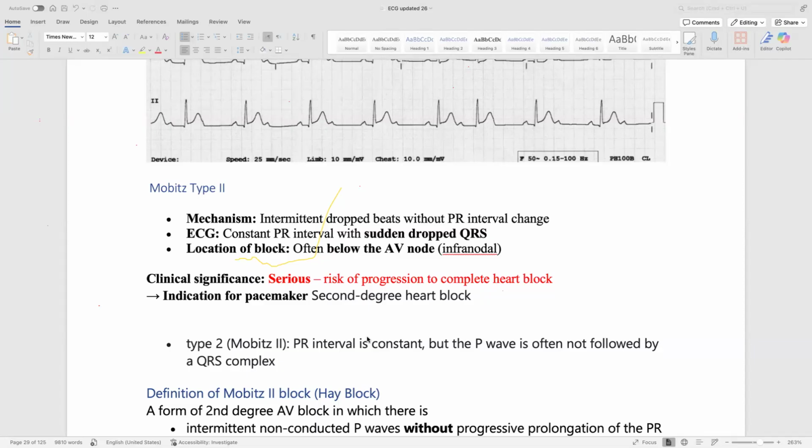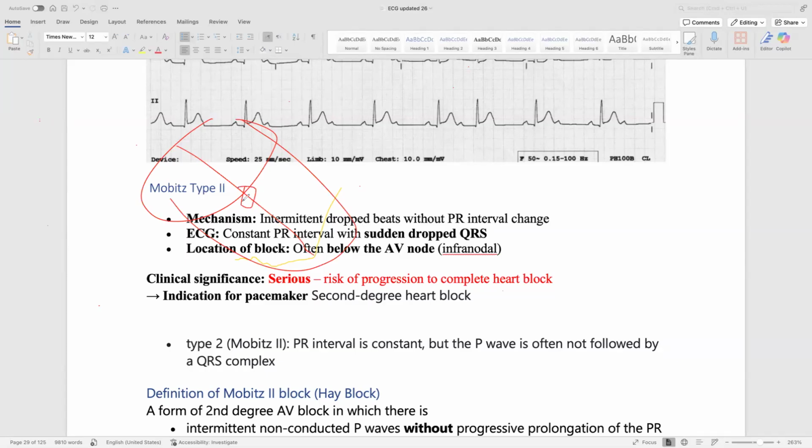Why is there a drop beat without prolongation? If there is a drop beat without prolongation, that means the problem is not in the AV node. It is below the AV node. What is the tissue below the AV node? Purkinje fiber.